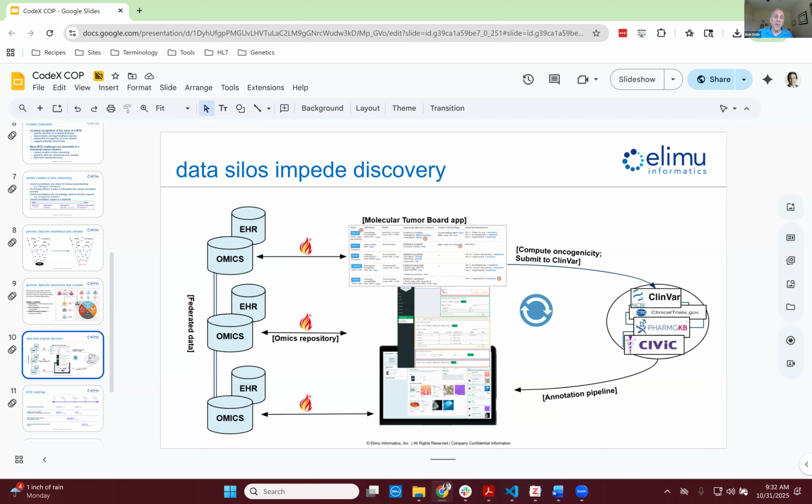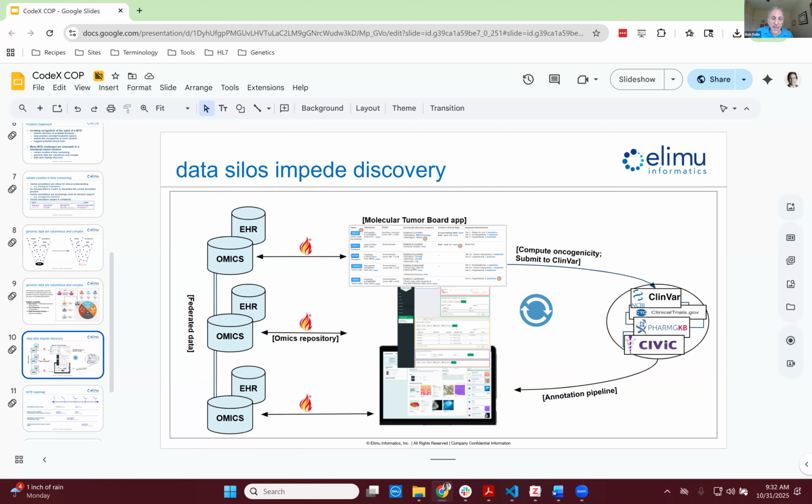And when you look at this picture, which I think of right now as our long-term vision of really where we want to go, there's multiple molecular tumor board applications that are evolving, and what we're trying to do is tease out what are the challenges that all of these groups are facing that are amenable to standards-based solutions.